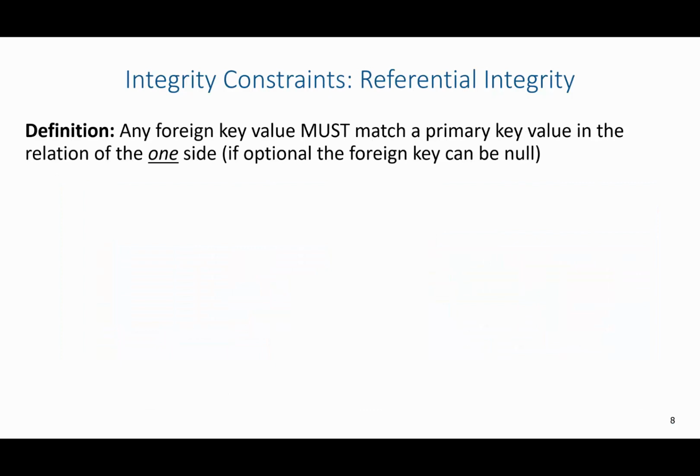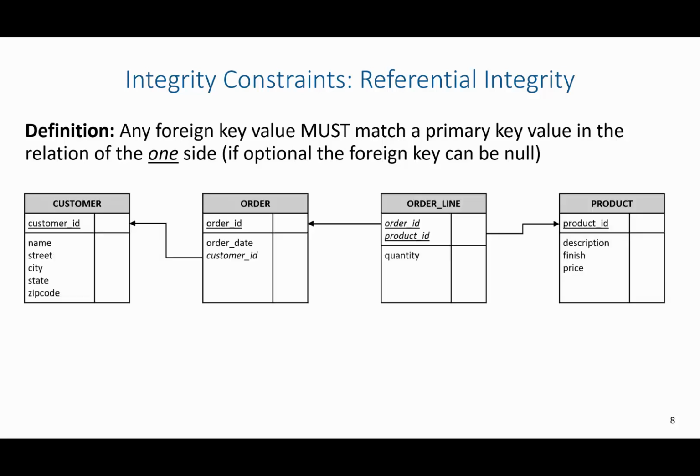The next type of integrity constraint is referential integrity, which states that the foreign key value must match a primary key value in the relation of the one side. So basically, if I have a foreign key, that value must exist as a value in the table where the primary key resides. For example, if I have a 5 for customer ID in the order table, there must be a customer ID in the customer table with the number 5. The same would go for order ID and product ID, which must exist in the order table and product table if they're going to be provided as a value in the order line table.